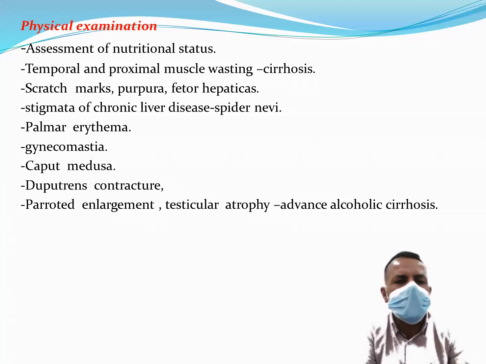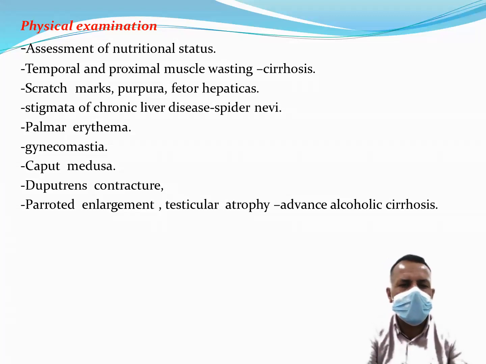Stigmata of chronic liver disease, like spider nevi, palmar erythema, gynecomastia, caput medusae, Dupuytren's contracture, parotid enlargement, testicular atrophy, all these in advanced liver cirrhosis. What we call stigmata of liver disease, stigmata of liver cirrhosis, in the face, in the palm, leg edema, all these should be looked for in the examination.